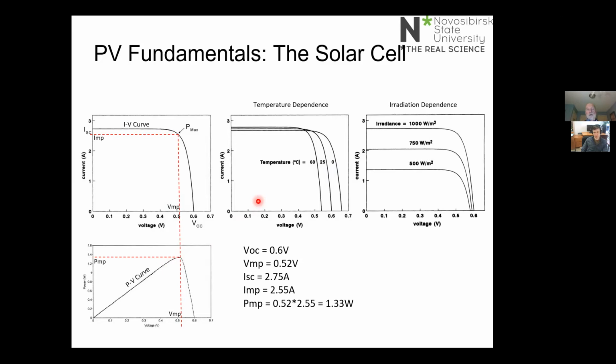But if you look then at the two main ways in which the values and the shape of these curves are changed, the cell temperature, you can see for different cell temperatures, 60 degrees is not an unusual cell temperature, particularly for a desert application.